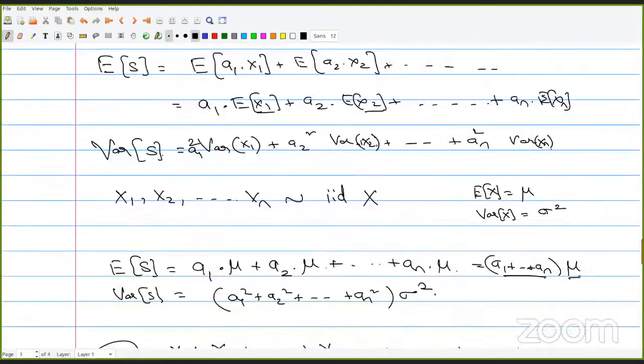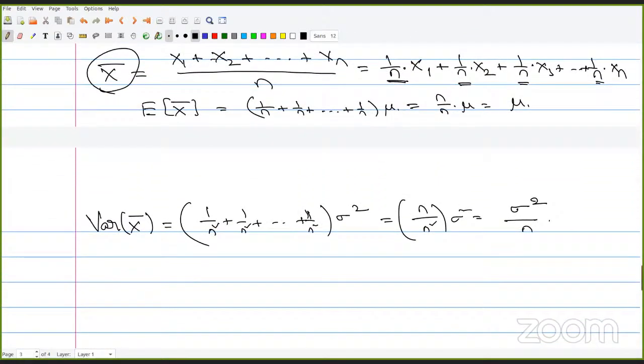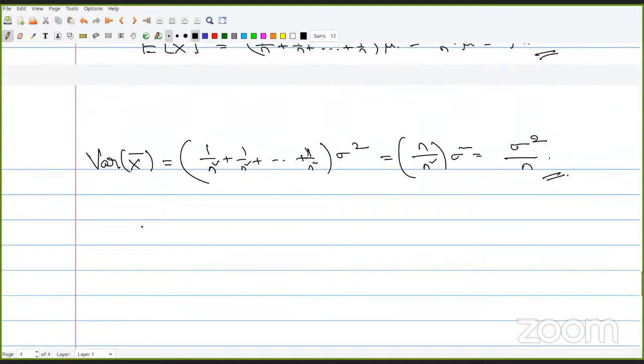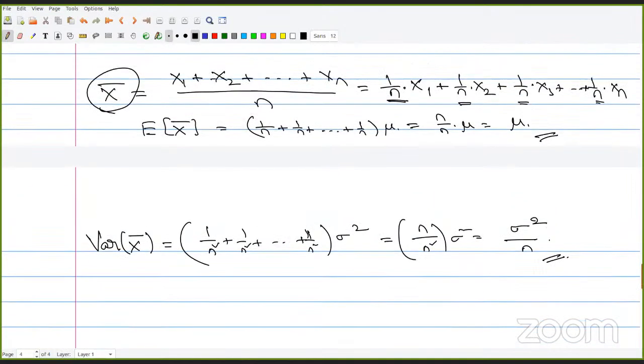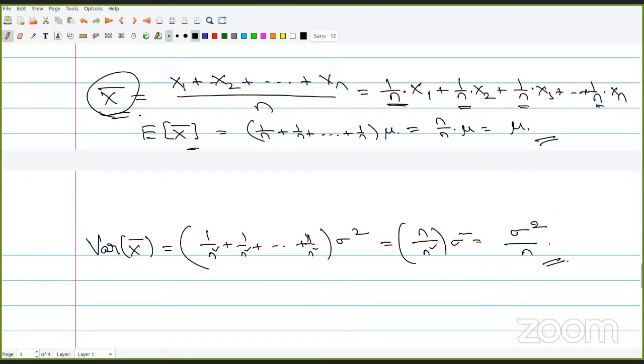So from here also we can prove that the expected value of the sample mean will be mu, and the variance of the sample mean will be sigma square by n. And the expected value of the variance? The expected value of the variance doesn't come under the sum, right? We just talk about the sample mean's expected value because the sample mean is the scaled sum of each of the random variables.